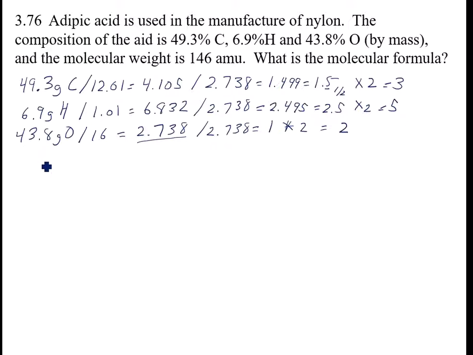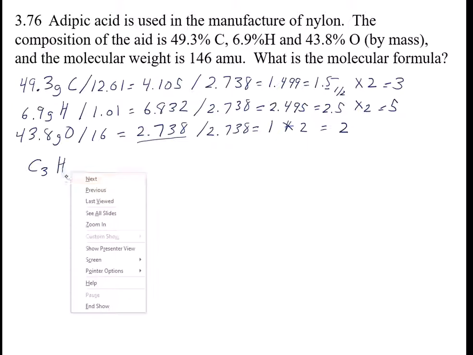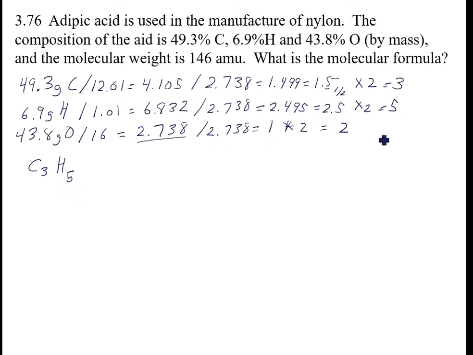So I get C3, so carbon was 3, hydrogen is 5, and oxygen is 2. Okay, and so this is the empirical formula, C3H5O2, just like we did in the last problem. But this time we have to go a step further. We have to take the empirical formula to the molecular formula.